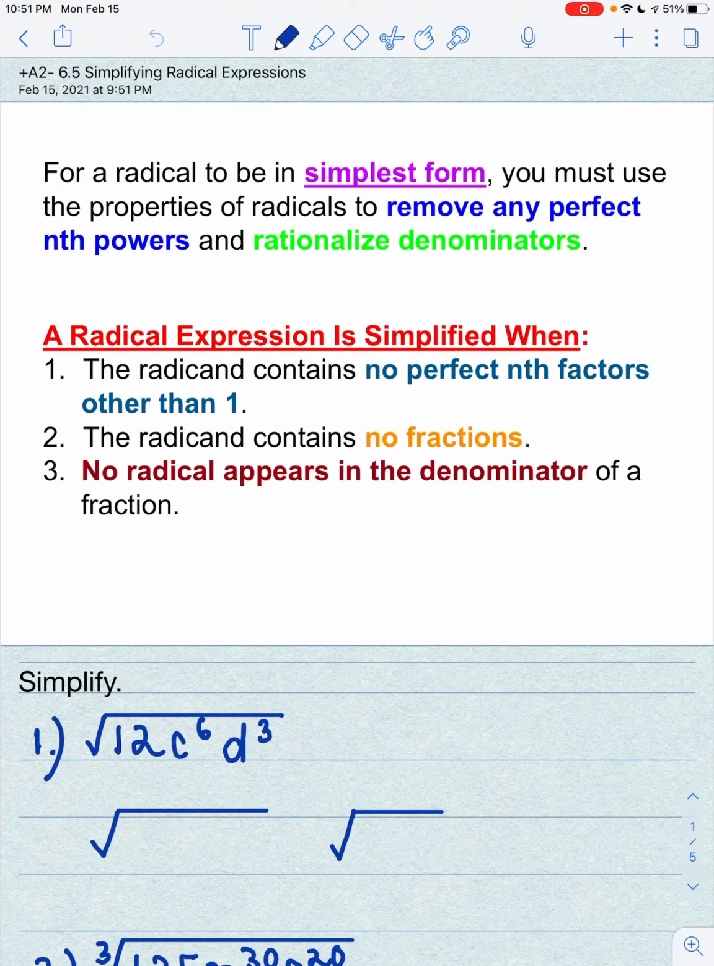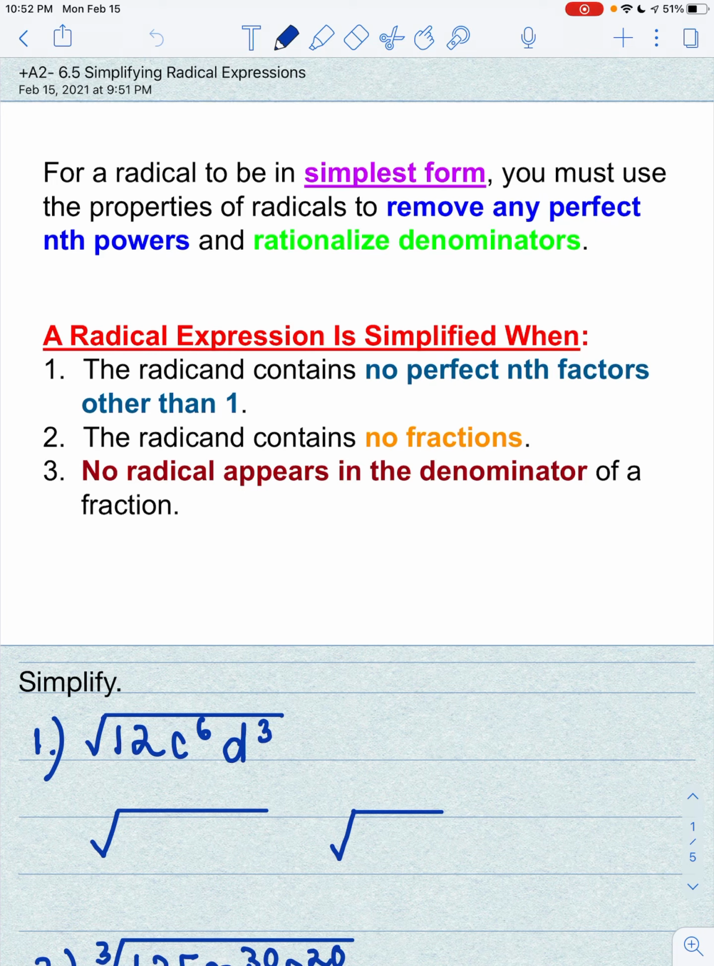This is our lesson for section 6.5, Simplifying Radical Expressions. Today will be our first day on section 6.5, and we will continue this on our next block day as well. So today we are going to extend on something we've already done before with square roots, but now our radicals will include roots that are cube roots, fourth roots, fifth roots, etc.